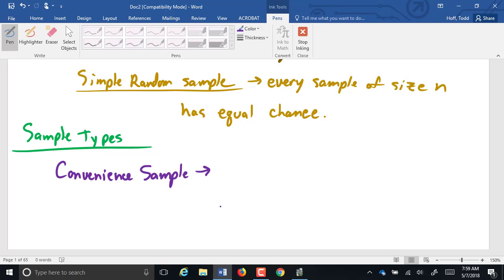Is that random? Okay, well, let's look at this. Does every student at WITC have an equal chance of being in that sample? No, so it is not random.